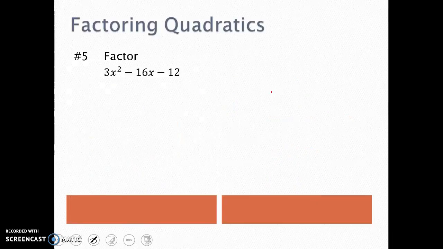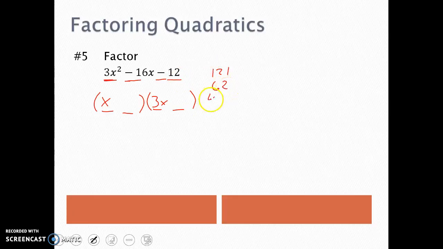Let's continue. Number 5. Again, here we have not only a number out in front, but we have 2 negative signs to deal with, so that makes things a little bit more difficult. I'm going to go ahead and do this one with you. I'm going to look for something here and here that multiplies together to give me 3x squared. So I'm going to say it's maybe an x and a 3x. But then I want something here and here that multiplies together to give me a negative 12. And again, I can use 12 and a 1, a 6 and a 2, a 4 and a 3.